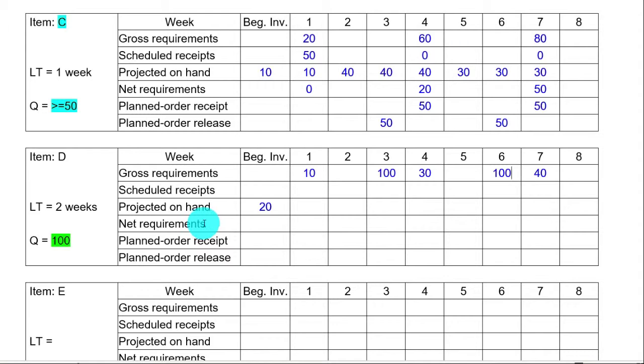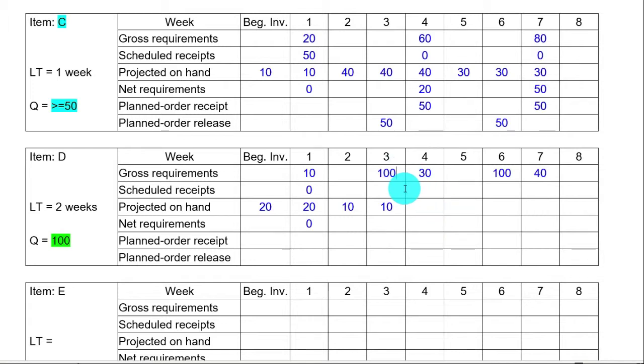All right, next, net requirements. Week 1, 10 minus 0, on hand is 20. Net requirements, you can just enter 0, since a negative indicates no order needs to be placed. And on hand, you have 20 available in week 1, you use 10, you have 10 on hand, and it's carried over to weeks 2 and 3.